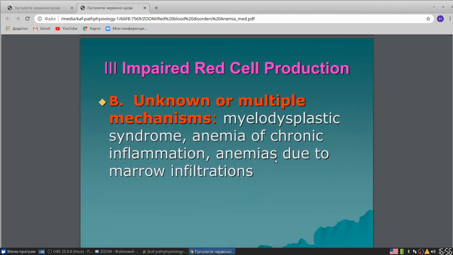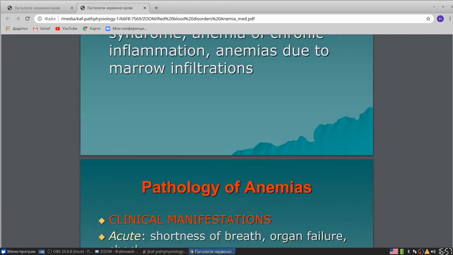Impaired red blood cell production can also have an unknown mechanism. It can be myelodysplastic syndrome, which has anemia-like manifestation, anemia which develops in a chronic inflammatory process in our body, or anemia due to bone marrow infiltration.